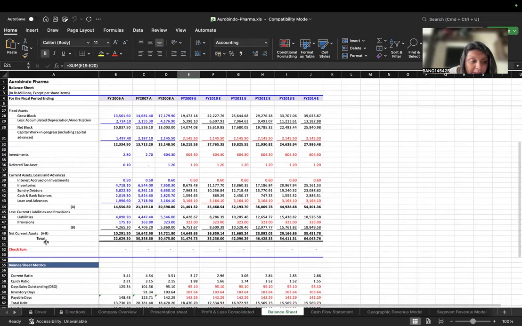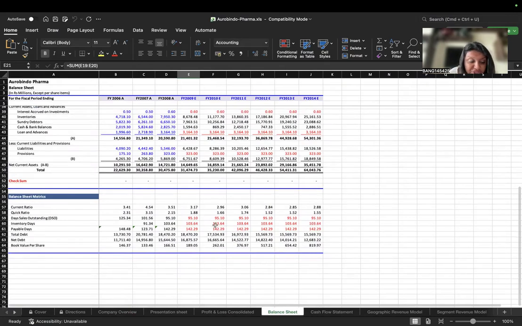So let's go to the balance sheet metrics. The raw numbers are informative, but ratios transform them into insights. So let's diagnose the company's health. The current ratio is a measure of short-term liquidity. A ratio of about 2 is considered healthy. Here it fluctuates between 2.8 and 3.4, so the company can easily meet its short-term obligations.